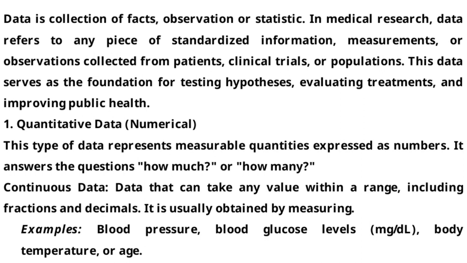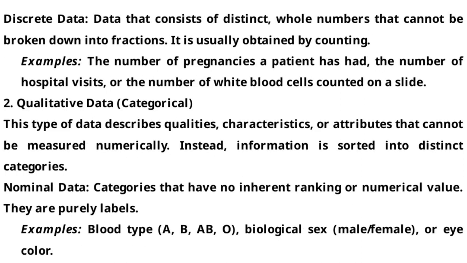One key type is quantitative data, which is numerical. It tells us how much or how many. Continuous data, a subtype, can take any value within a range, including decimals, like blood pressure, glucose levels, or body temperature. Let's start by looking at discrete data.